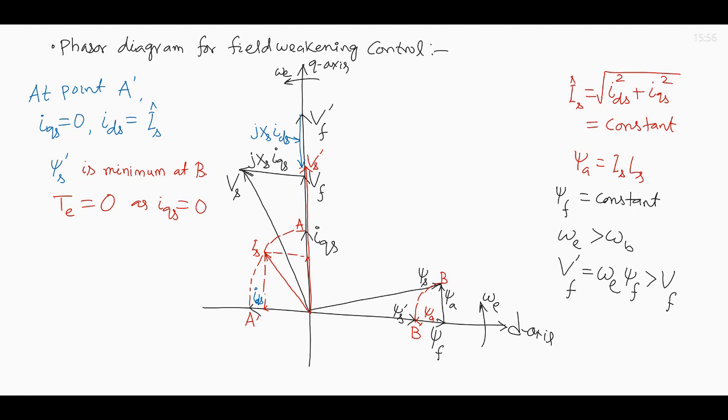So, further the stator current becomes leading power factor, because it is the overexcitation case. V f dash is larger than V f. So, it is the case of overexcitation. So, power factor becomes leading, as you see from this phasor diagram. So, this is the schematic phasor diagram of field weakening control of sinusoidal SPM SM. Thanks for attention.